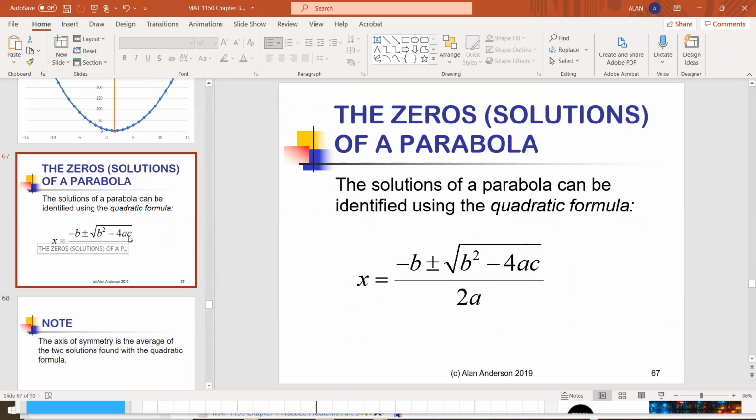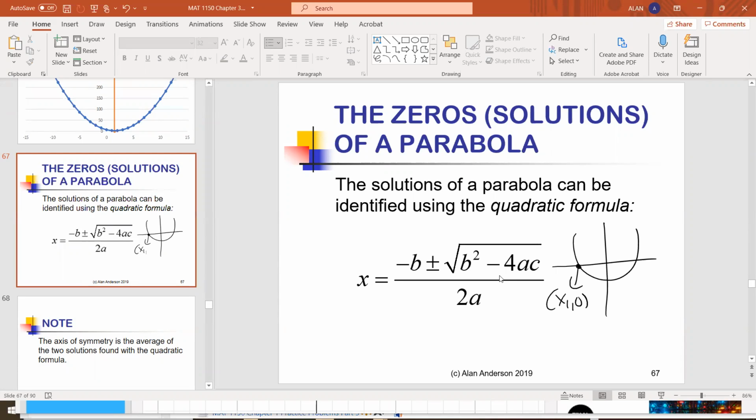Now, first, here's our friend, the quadratic formula. Everybody knows this from high school. And what this means then is that you're identifying the 2 points. Let's call this x1, 0 and x2, 0. This formula is giving us both of these x's. You can tell there's two solutions because of this plus and minus symbol.